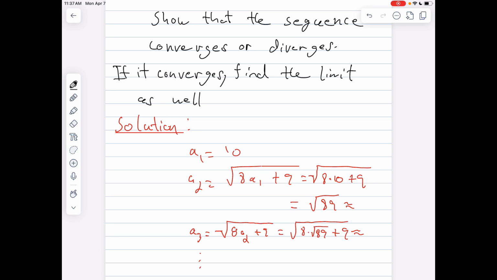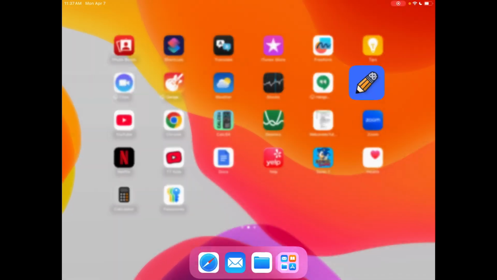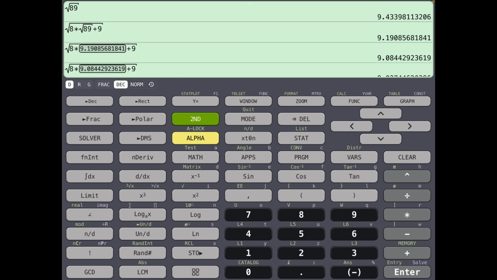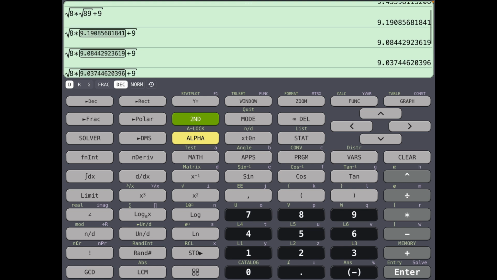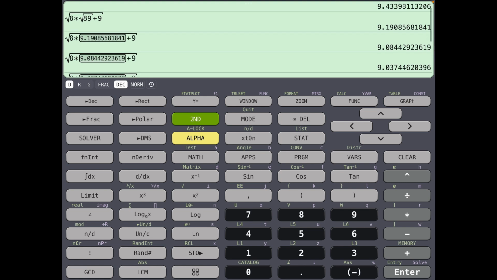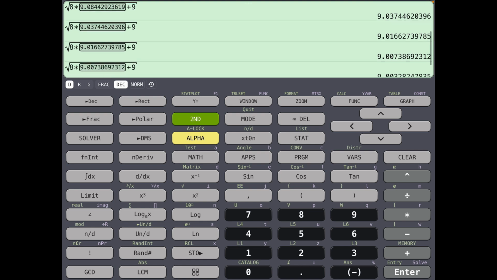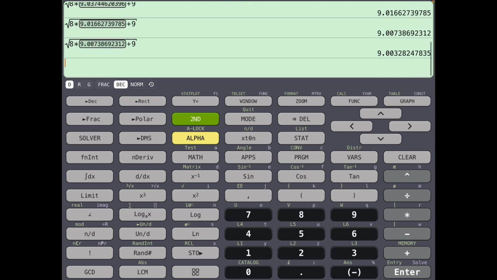So I would suggest we put these into a calculator, and if we do that, this would pop out for us. The square root of 89 is 9.43. The square root of 8 times the square root of 89 plus 9, the square root of all that is 9.19, and so on. So these are all the terms here afterwards, and as you can see, it makes sense, at least to me, that your values are getting closer to 9.